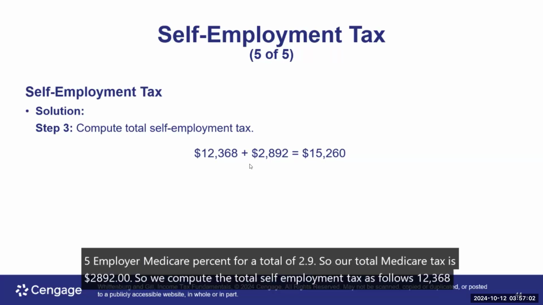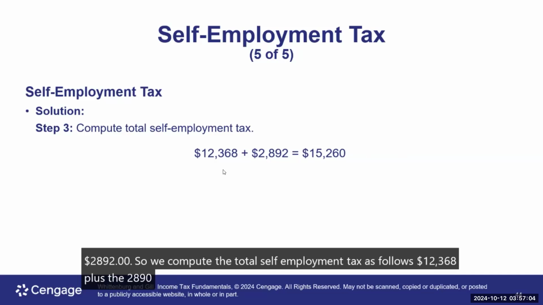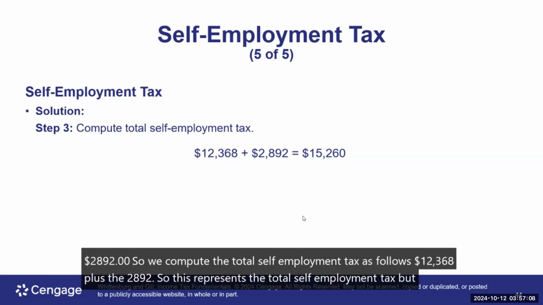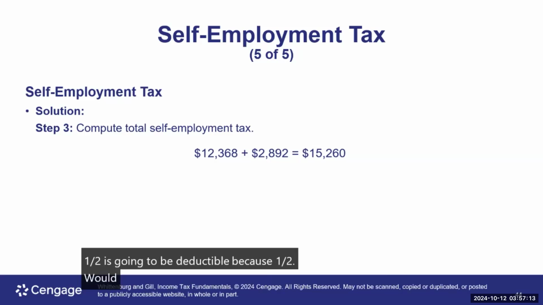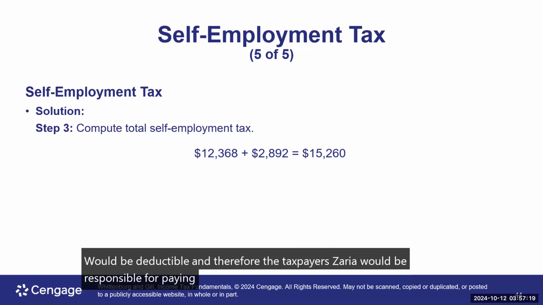So we compute the total self-employment tax as follows: $12,368 plus the $2,892. So this represents the total self-employment tax, but only 1/2 is going to be deductible because 1/2 would be deductible, and therefore the taxpayer, Zaria, would be responsible for paying 7.65% overall.